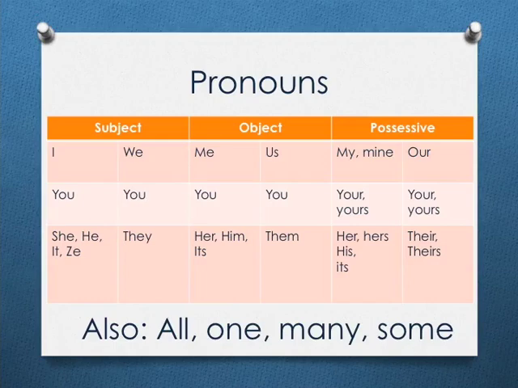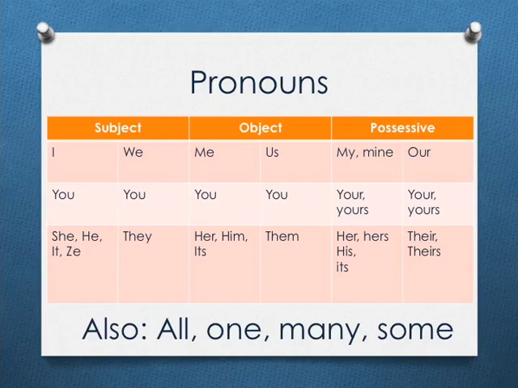In the middle section, we have the object pronouns. Me, you, her, him, its, us, you, them. In this case, we would say something like, you hit me, not you hit I. You would be in the subject, and me would be the object pronoun. The final column would be the possessives, so that's my, your, her, our, your, their.